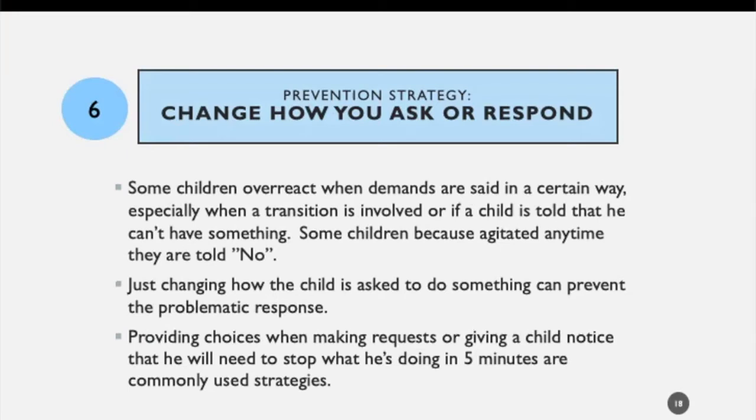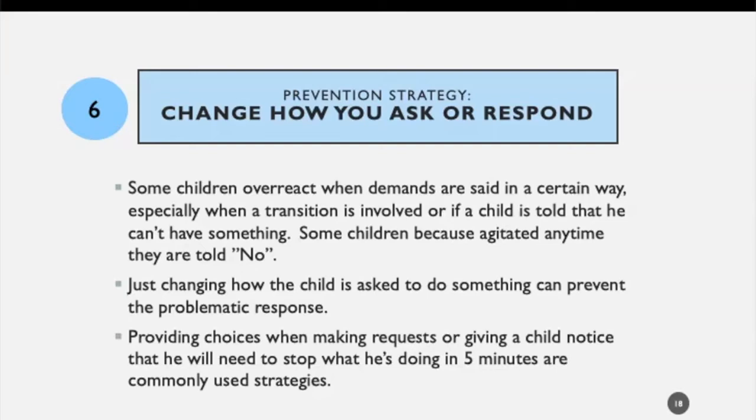Number 6 is change how you ask or respond. Some of our kids really react to how demands are presented to them. Different ways to say things sometimes can be a really effective strategy. By providing choices, you give your child some sense of control, right? Some examples could be: it's time to bathe. Do you want to take a bath or a shower tonight?